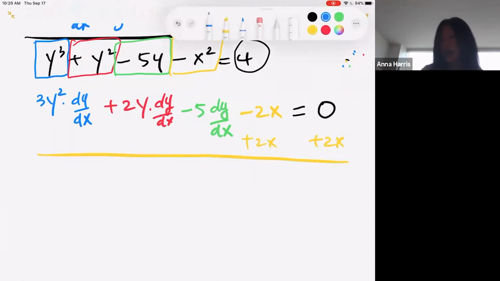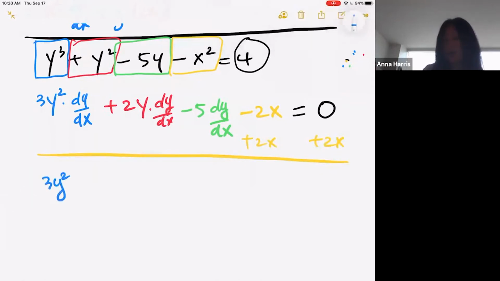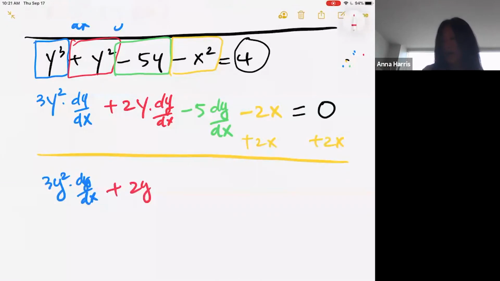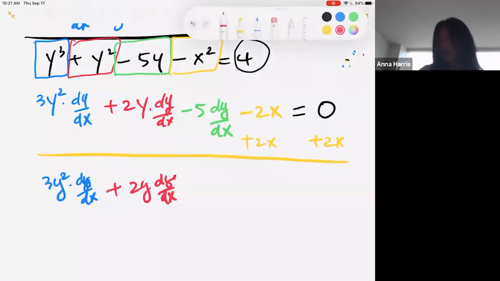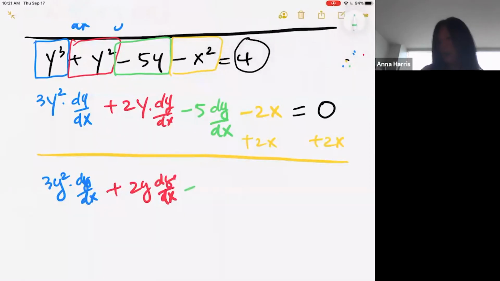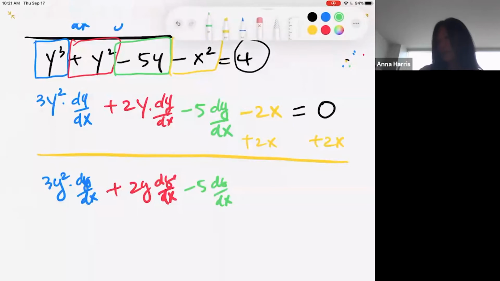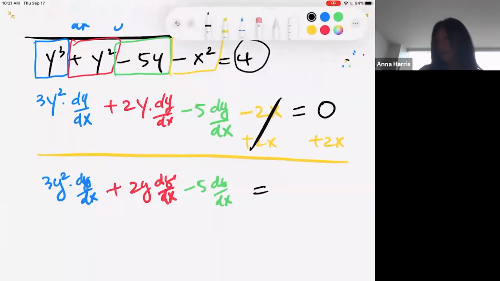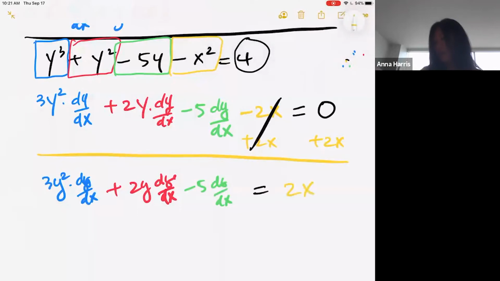Okay, so then I have 3y squared dy/dx. I have 2y dy/dx. And I have a negative 5 dy/dx. This cancels out. So I have 2x on the right-hand side. All right, everybody good?